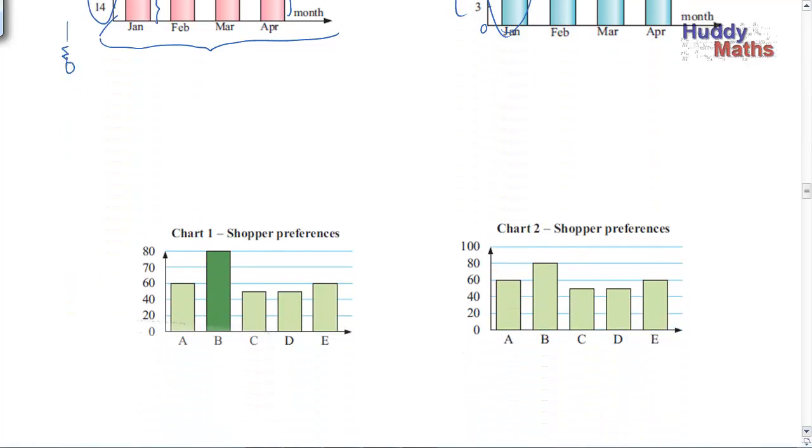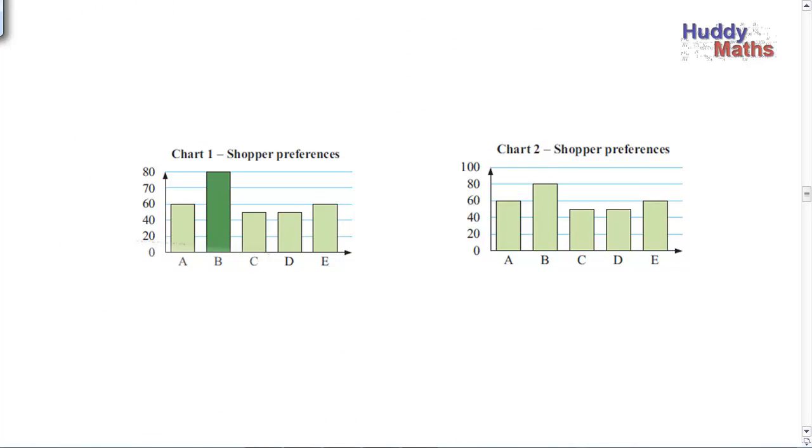Okay, let's have a look at another one. Shopper preferences. Two charts. Which one is fairer? Pause the presentation and have a discussion. What do you reckon? Can you see the difference?